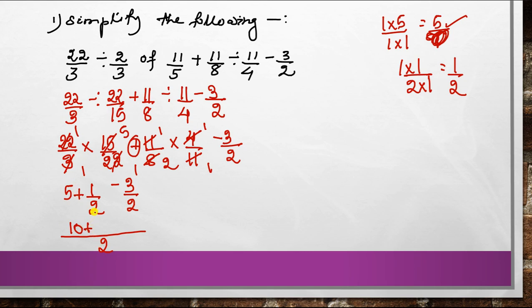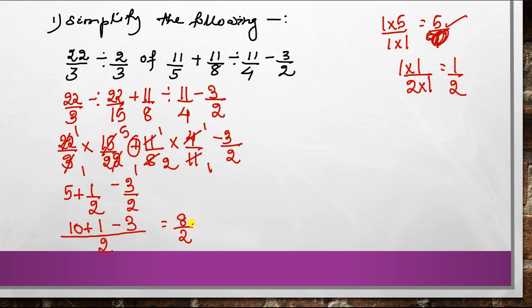Then 2 by 2, 1. 1 into 1, 1. Then the minus sign. 2 by 2, 1. 1 into 3, 3. Done. Now I will write the whole equation as it is. 2 will be in the denominator. Then I will solve the numerator part, that is 10 plus 1, 11. 11 minus 3, 8.